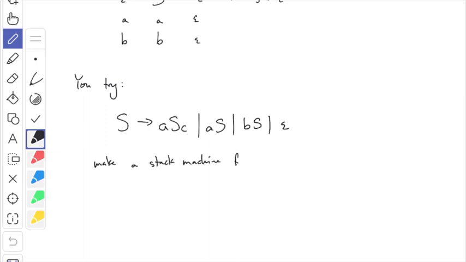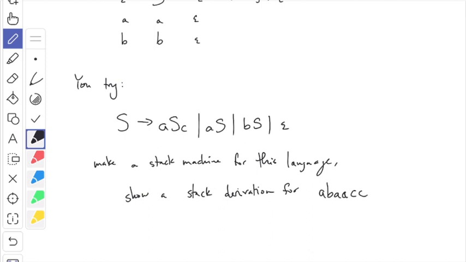For this language, and then show a stack derivation for the string A, B, A, C, C. So remember that your answer for that part should look like A, B, A, C, C, comma, S on the stack, and then you do a bunch of steps, eventually ending with epsilon, epsilon. See what you think. So first write the stack rules, and then see if you can write out the derivation for that string right there.